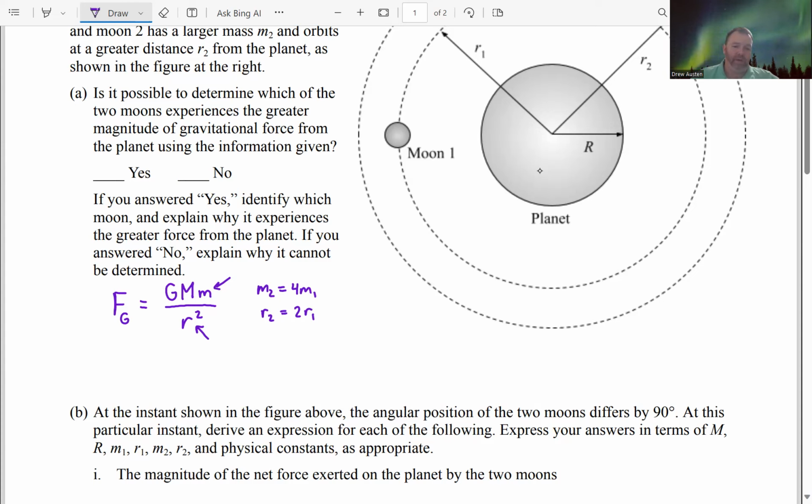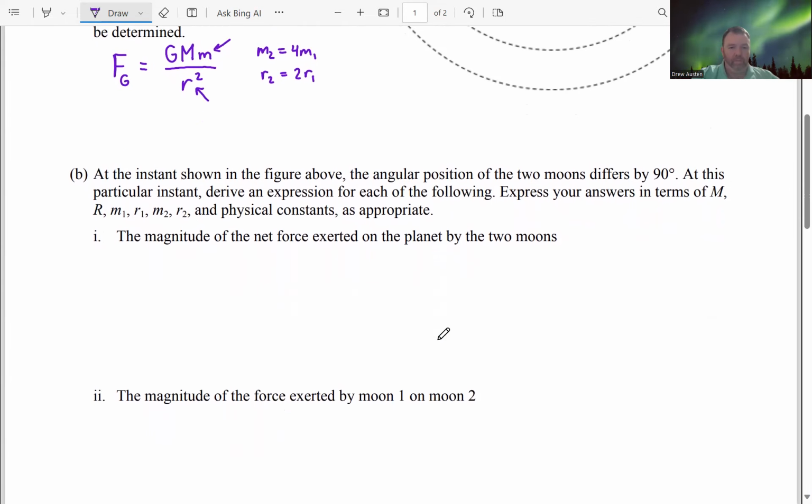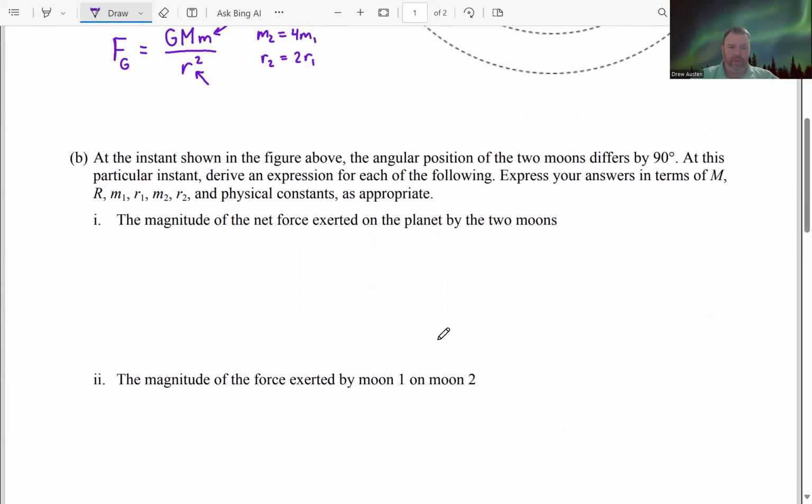So with this combination of masses and radii, the force would be exactly the same on Moon 1 from the planet and on Moon 2 from the planet. But if the mass was a little bit higher, or if the radius was a little bit higher but the mass was the same, then that could change which one experiences the greater force. So there's simply no way to tell which one is going to get the greater force from the planet. Now let's do some calculations.